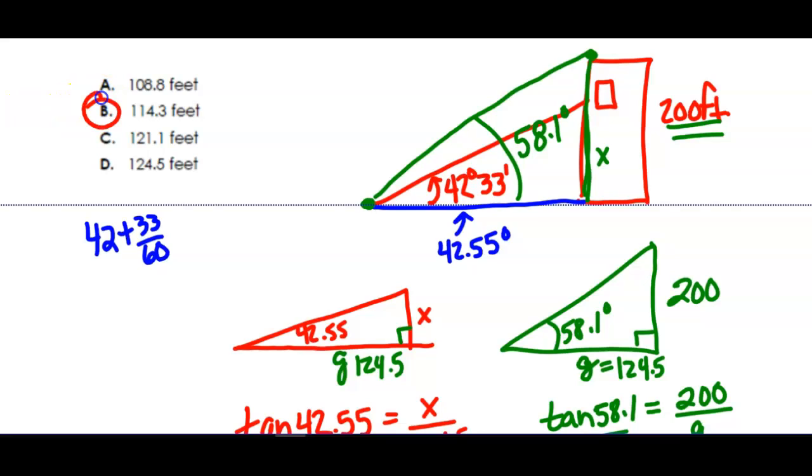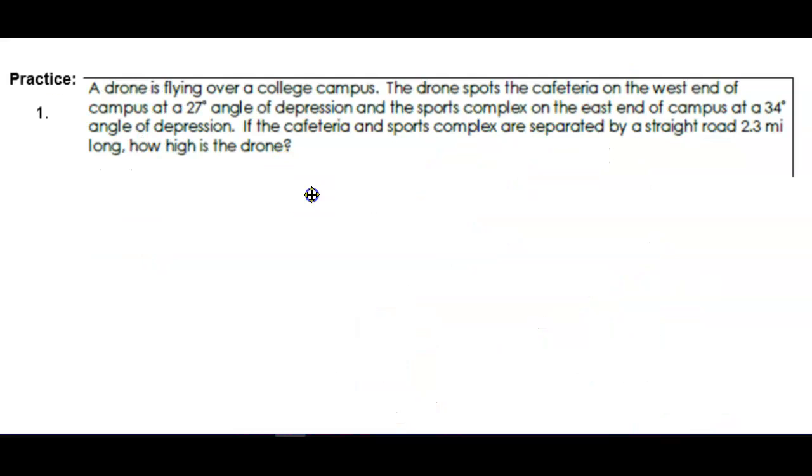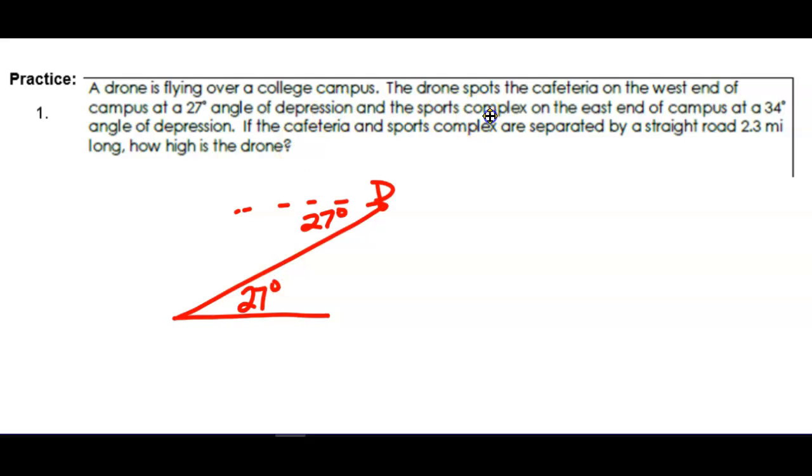All right. Because the next two are bearings questions, I was going to give you a little head start on them here, and I'm going to help you set them up, okay? This says a drone is flying over a college campus, and the drone spots the cafeteria on the west end of campus at a 27-degree angle of depression. So that is also the angle down here. And the sports complex on the east end of campus at a more steep angle.